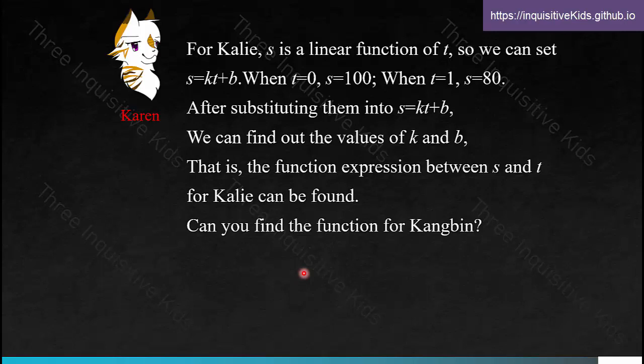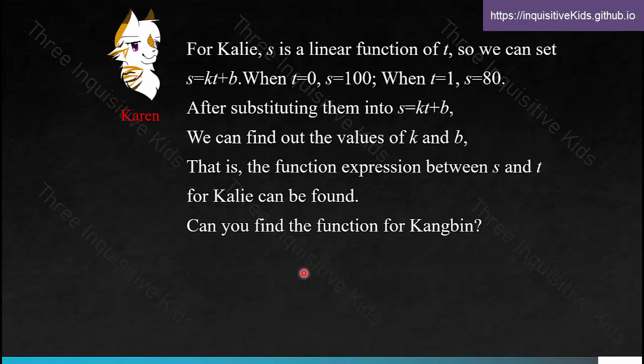That is, the function expression between S and t for Kaylee can be found. The same way can be found for Condon. So she's asking, can you find the function for Condon? What she's saying here is we don't know that linear function. We don't know their speeds.